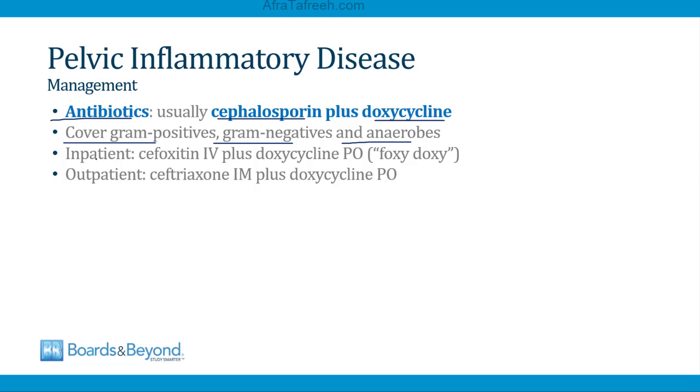There are many regimens that can be used. In the inpatient setting, a classic regimen is cefoxitin IV plus doxycycline PO. Some people call this the Foxy-Doxy regimen for treatment of PID. In the outpatient setting, people commonly give an intramuscular dose of ceftriaxone plus oral doxycycline.